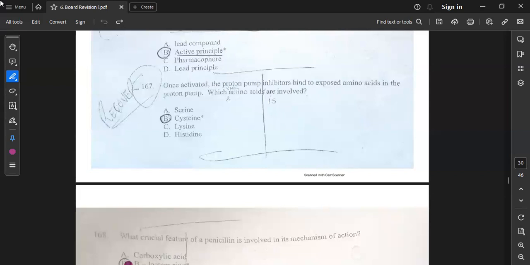Maybe I'll say they are prodrugs, and then they're converted to the active, is it sulfenic acid? It now has a sulfur, and then it forms a disulfide bond with cysteine, forming that bond that cannot be broken, which means they're irreversible.